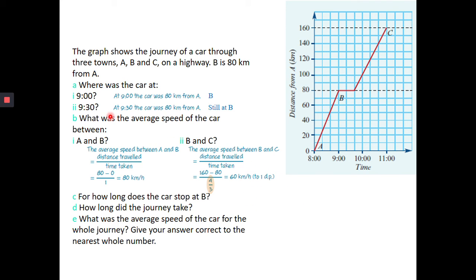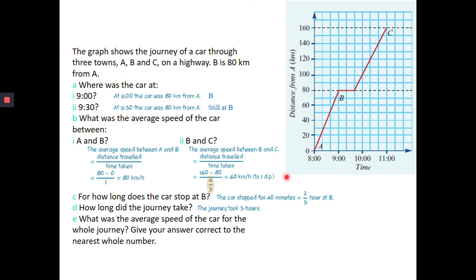Does it say to give your answer to 1 decimal place? It doesn't. So they've done it to 1 decimal place, and they've told us that they've done it to 1 decimal place. How long does the car stop at B? So the car stops at B for 2 bits. Each one of those is 20 minutes. So it's 20 minutes and 20 minutes. So it's 40 minutes or 2/3 of an hour. It doesn't say to give your answer in minutes or hours, so either of those two would be fine.